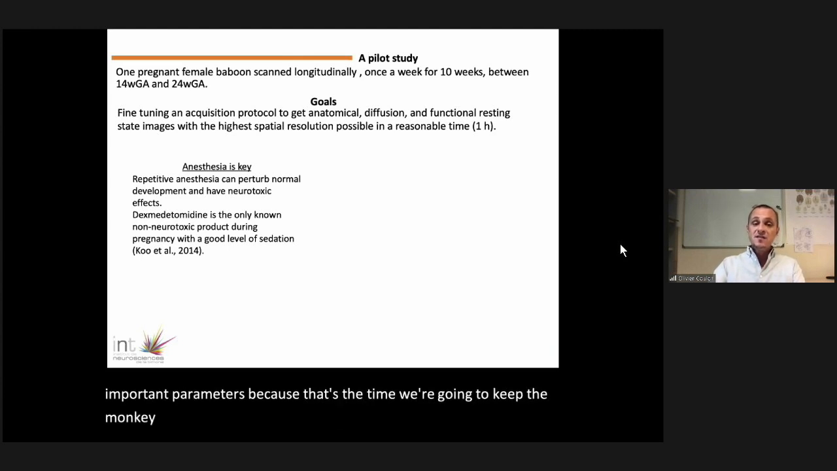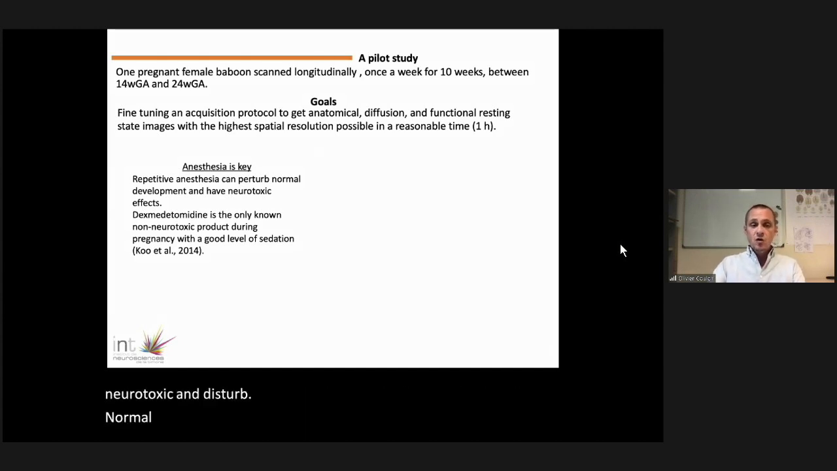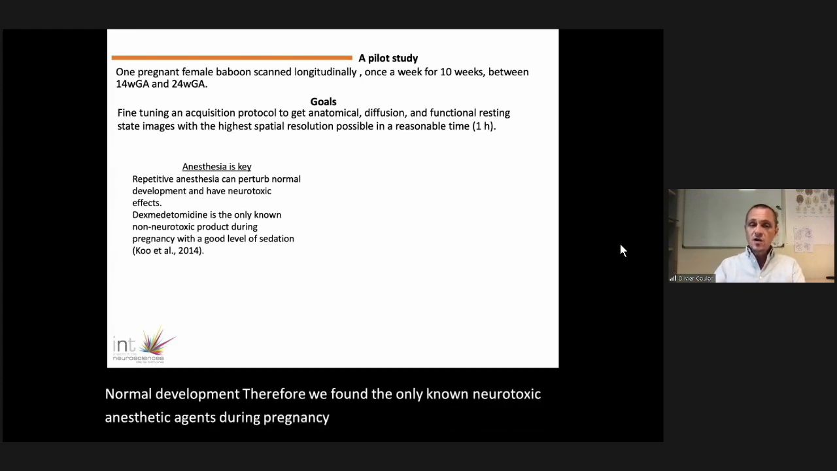That reasonable time is a very important parameter because that's the time we're going to keep the monkey anesthetized. And anesthesia is key in such a project because we know that repetitive exposure to anesthetic agents can be neurotoxic and disturb normal development. Therefore, we found the only known non-neurotoxic anesthetic agent during pregnancy that still maintains a good level of sedation, and that is dexmedetomidine.